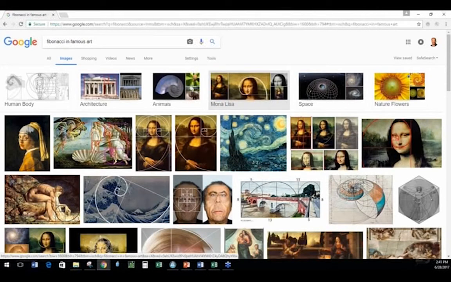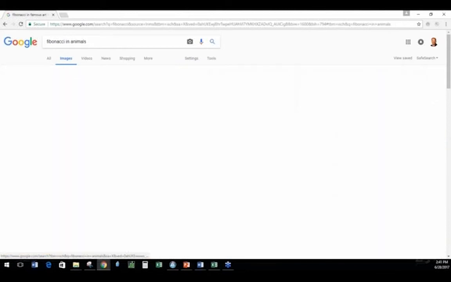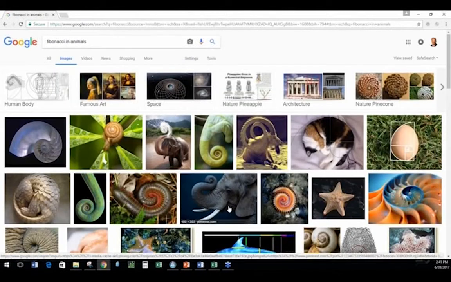And the distance, for example, from the eyes to the nose to the mouth, it follows this pattern. If you want to look at animals, the shapes of shells, you look at the trunks. Everything follows this magical formula called Fibonacci.